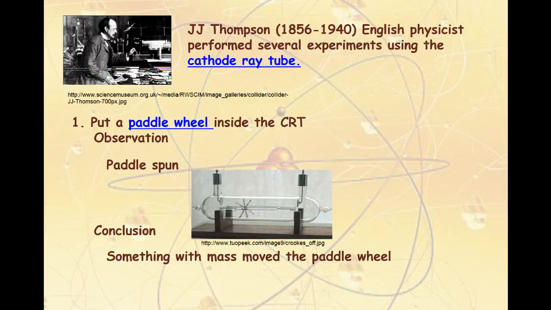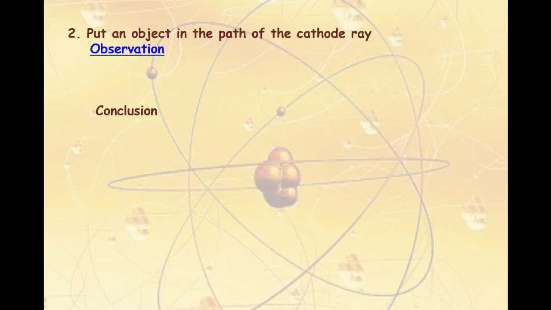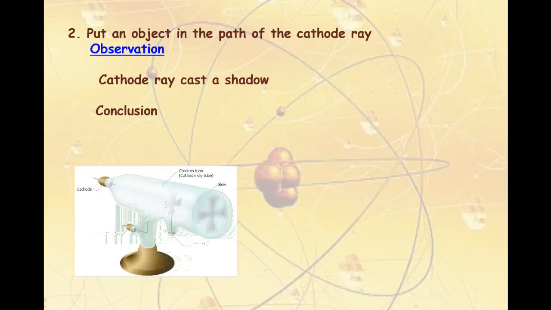The second thing that he did then is he put an object in the path of the cathode ray. And when he applied the electrical current, he noticed that the cathode ray cast a shadow. So here you have the cathode ray coming from this end. Here you have the object, and on the other end, on a screen, you had a shadow of that object.